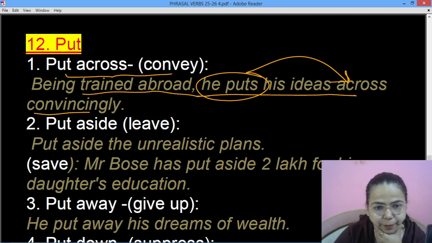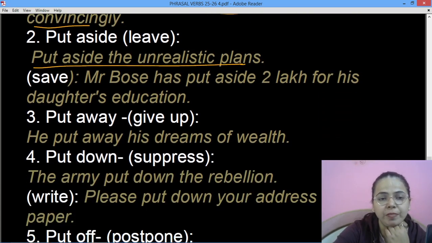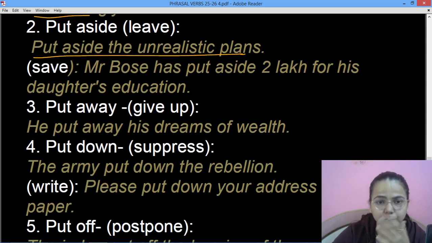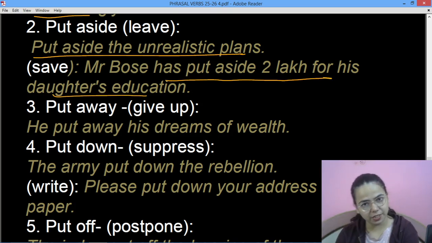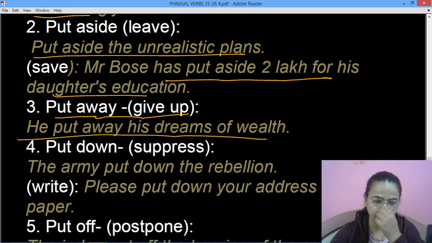Then put aside means to leave some unrealistic plans, or to leave something to save. Mr. Bose has put aside 2 lakh for his daughter's education. जब आप कोई चीज़ set aside या put aside करते हो, means आप उसको संभाल करके रख रहे हो. Put away means to give up. He put away his dreams of wealth.